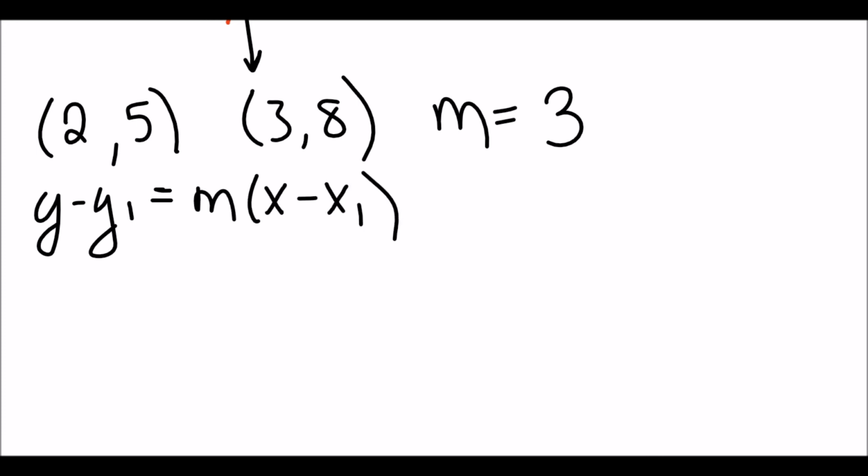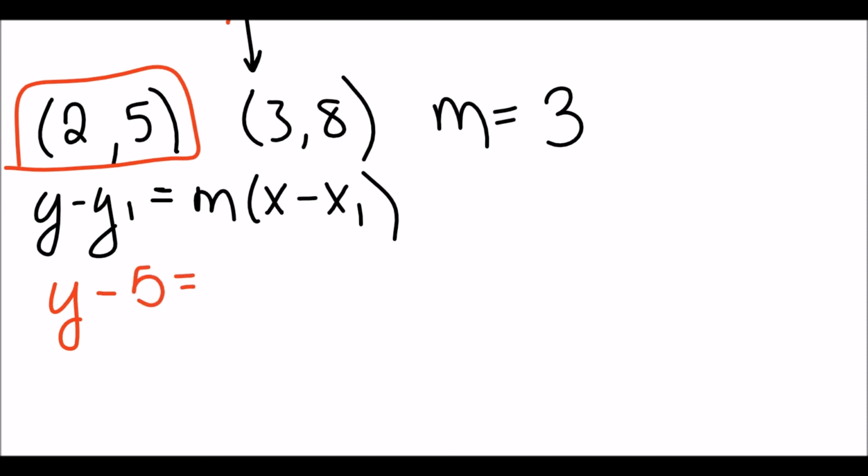And this is kind of handy because there's no solving for anything, it's just literally solve the equation. So if we were to solve this, we have y minus, and you get to just pick a point. So for simplicity's sake, I'm just going to pick this point. So y minus the y value in that point, and that's 5, equals m, which we said was 3. 3 times x minus x1, which was right here, 2. And now we can literally just solve the equation.